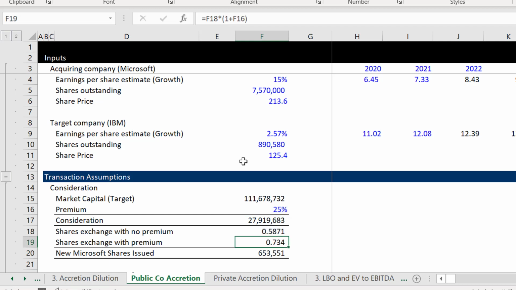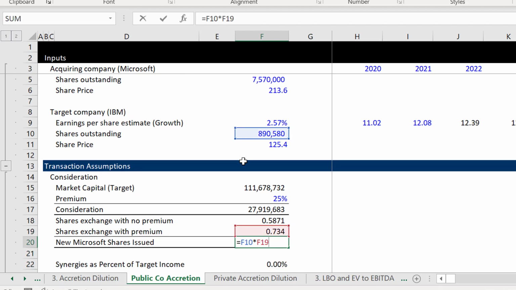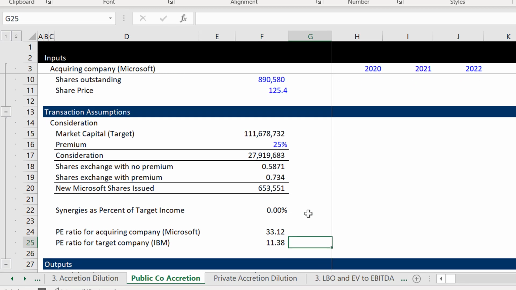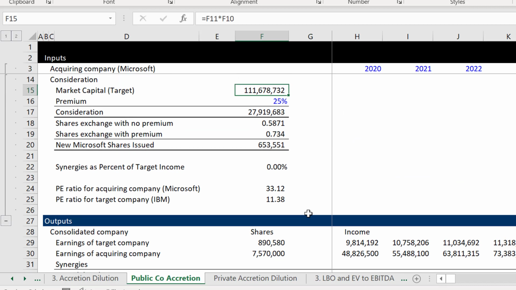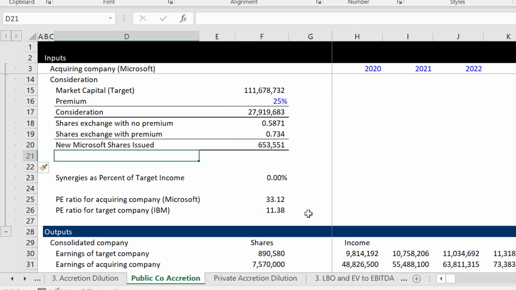First time I saw this, I thought, oh, this is so cool. This is just kind of magic. And then I can say, well, let's take the IBM shares, multiply that by our premium, our exchange rate, and we get 635 shares. Once we do that, we get a consolidated amount of shares. I think I should put the total shares here.